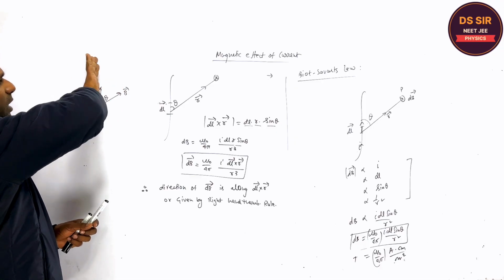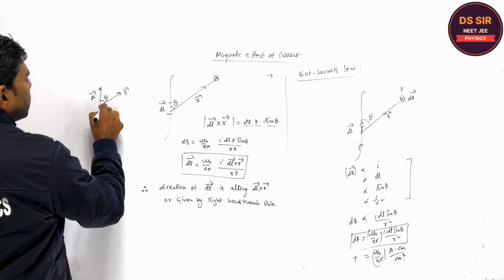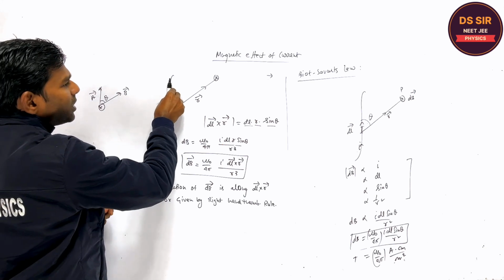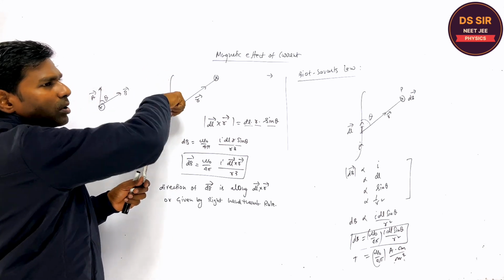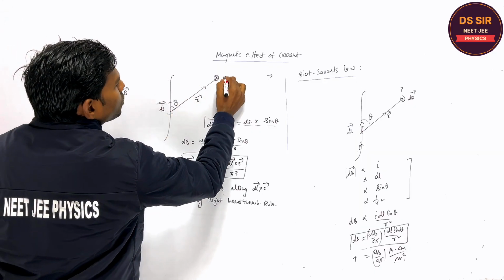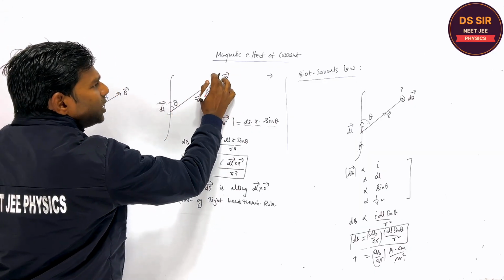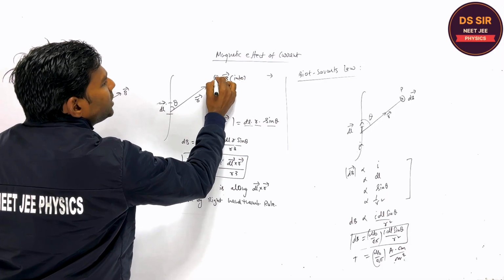A cross B. A cross B is what? Into the board. Therefore, this is the dl, this is r. So dl cross r is what? Into the board. So if this is the dl vector, this is the r vector, the dB vector is into the board, and into the board is represented by cross.